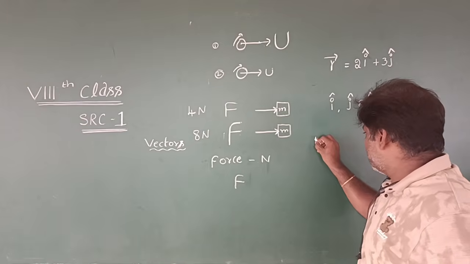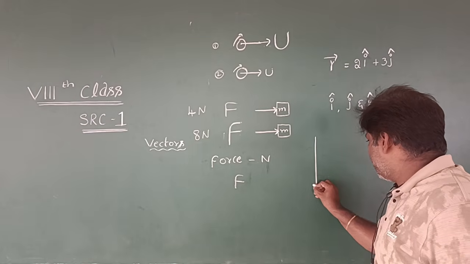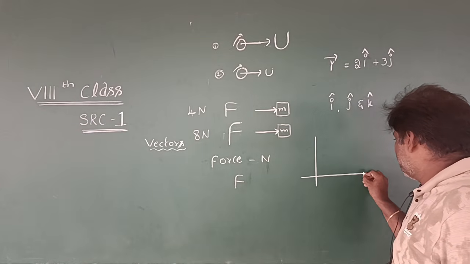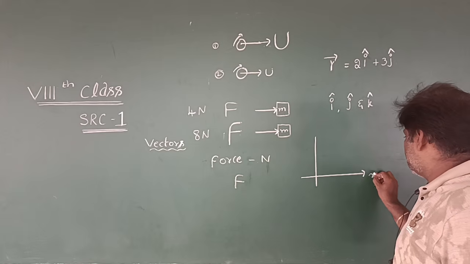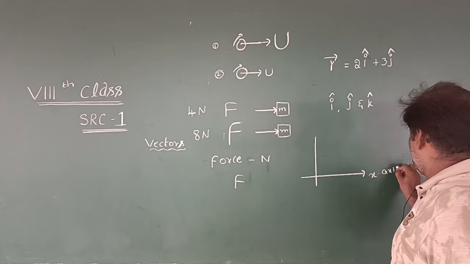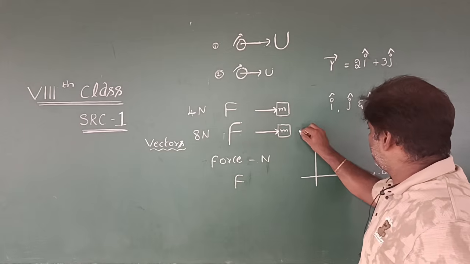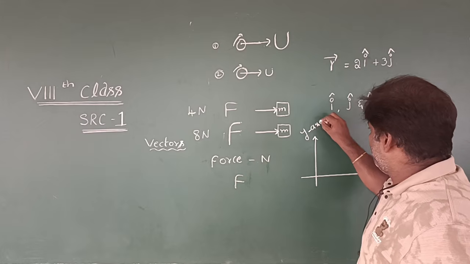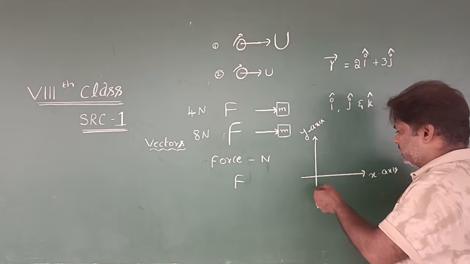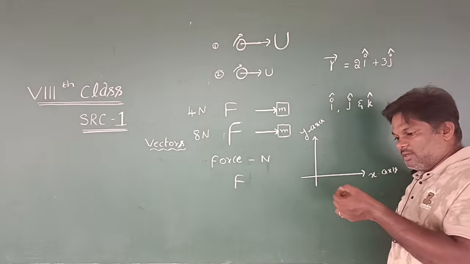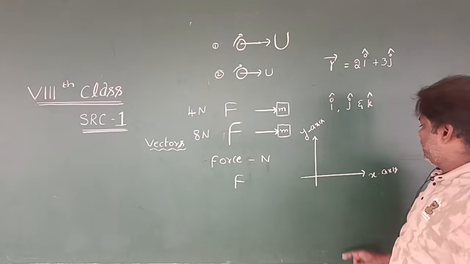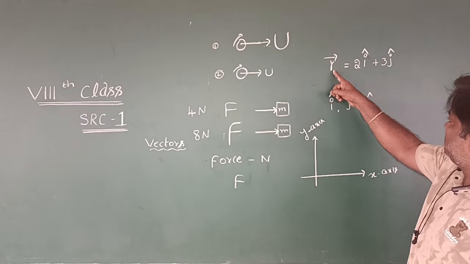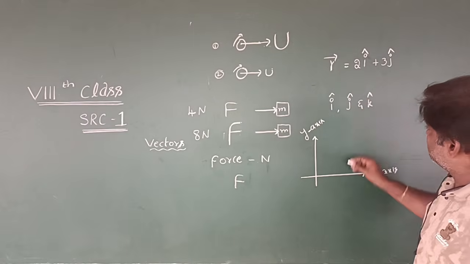Let me denote this one on the x-y plane. This is the y-axis, this is the x-axis. The horizontal axis is always the x-axis and the vertical axis is always the y-axis. And we have a third one, the z-axis, which is the imaginary axis towards you. Suppose I want to denote this one, how am I going to denote it?